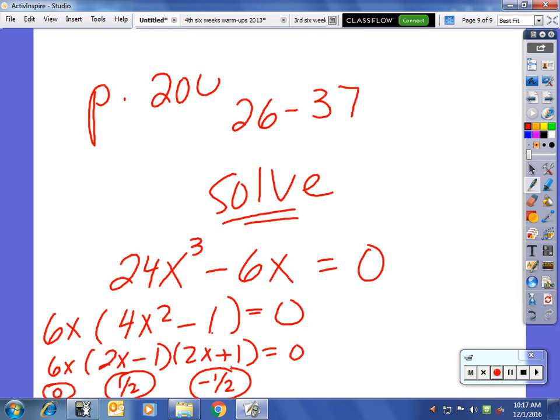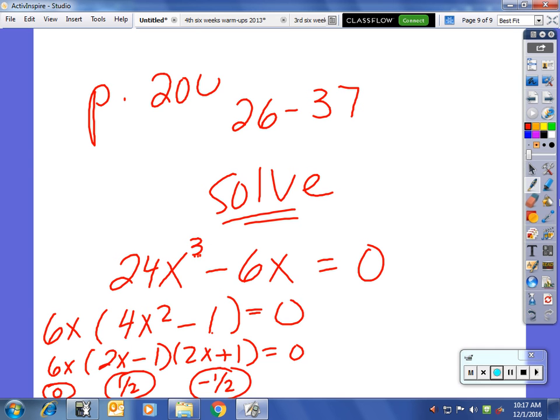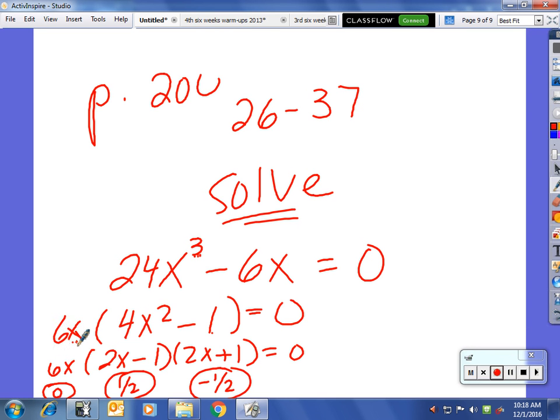No, they won't always have an answer of 0. This problem had an exponent of 3. Let me tell you when you will always have an answer of 0. If you have a GCF in the problem, and the GCF had a letter in it, then yes, that's when your answer will be 0.